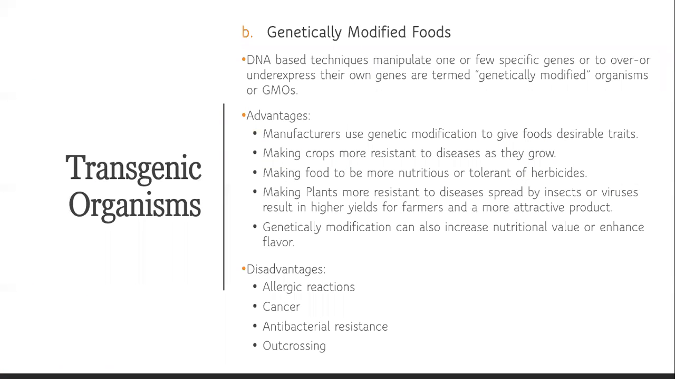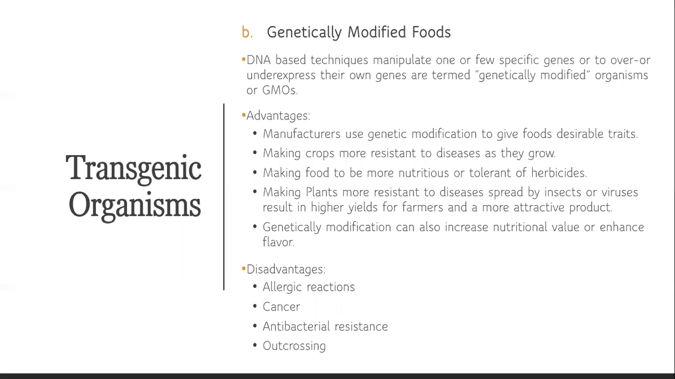Then the next type of transgenic organisms are our GMO, or genetically modified foods. The DNA-based techniques manipulate one or few specific genes or to over or underexpress their own genes are termed genetically modified organisms, or GMOs. So what are the advantages of GMOs?